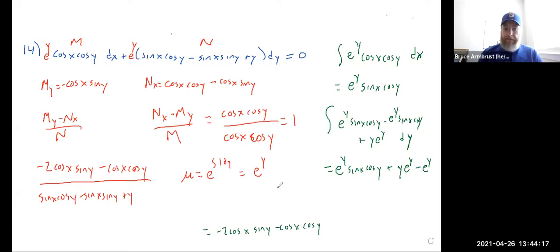So now that we have that, we can put those things together. So we're going to get e to the y sine x cosine y plus y e to the y minus e to the y equals constant.